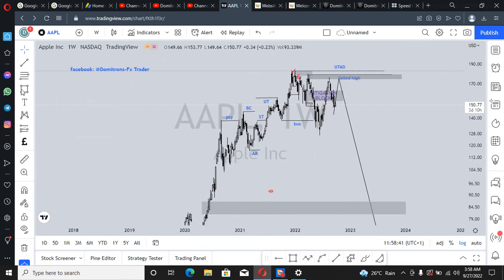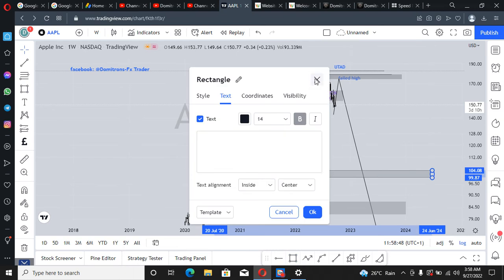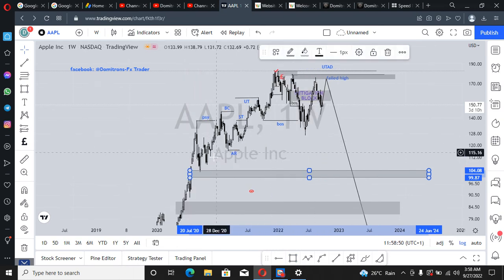I'm expecting to see a trade lower to do what? Clear the imbalance, since we have a fair value gap right here. So that is what I was expecting price to do, right? And also grab liquidity resting on these lows.